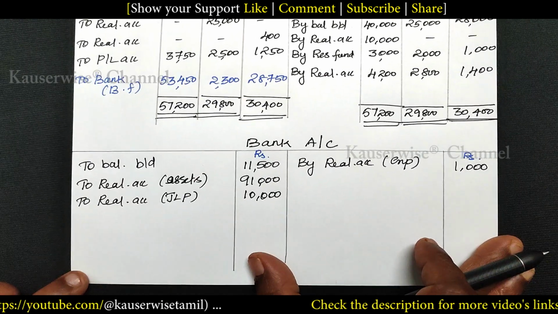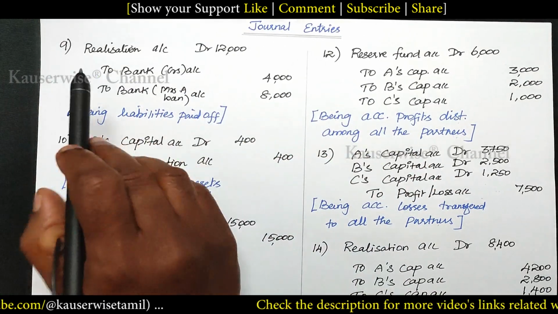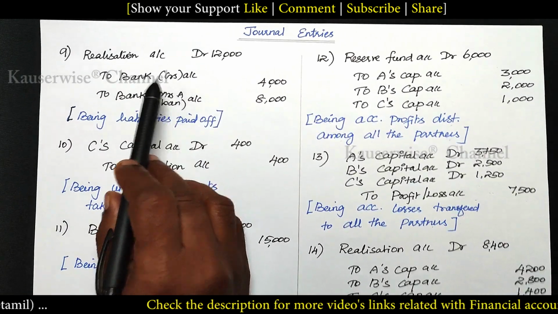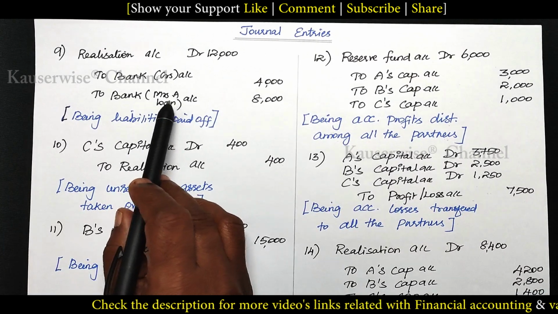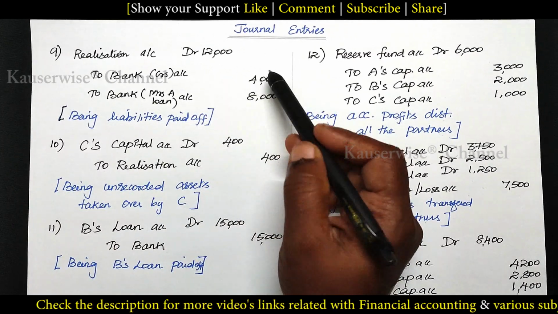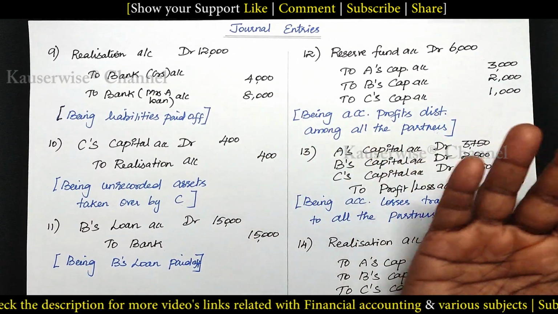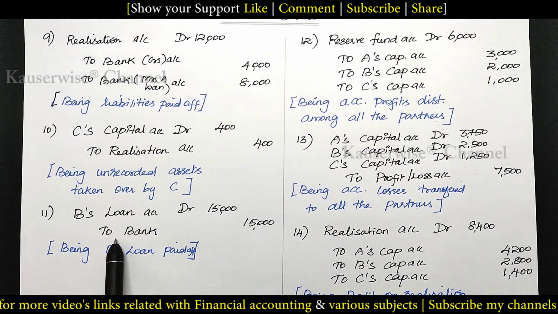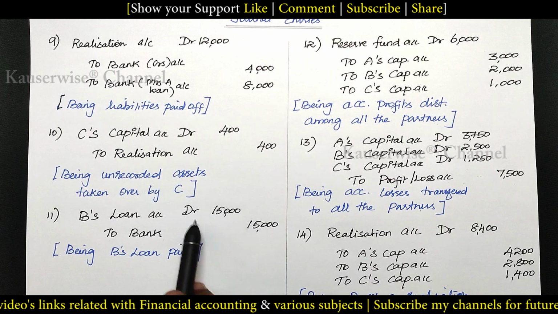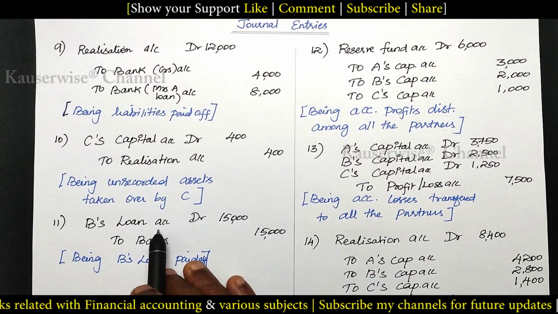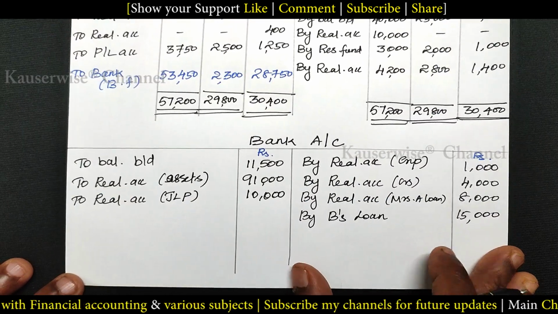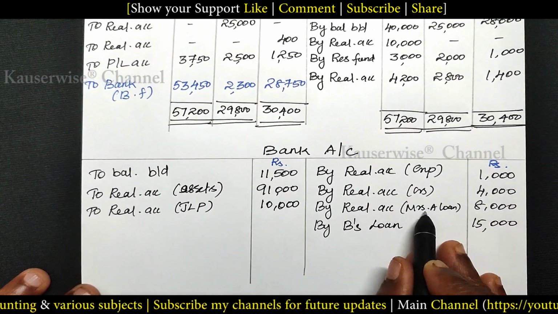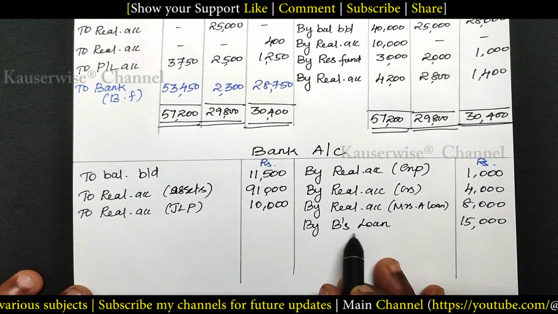Now see the entries. See the ninth entry, realization account to bank. This is for payment to creditors and this is for payment to Mrs. A's loan. So enter these items under the credit side, the payment side of the bank account, and the same way B's loan account to bank. This is also a payment. Enter this under the credit side, that is the payment side. See the bank account. We have entered all the payments: payment to creditors, payment to Mrs. A's loan, and this one is B's loan.